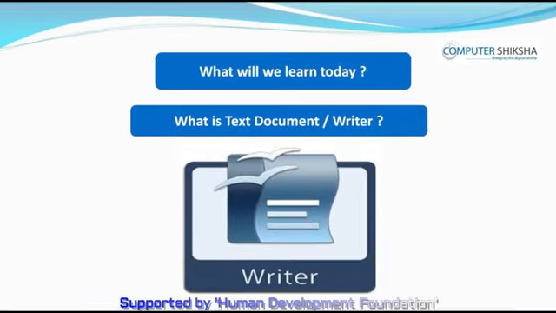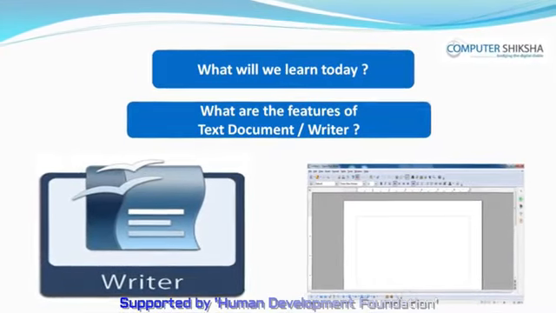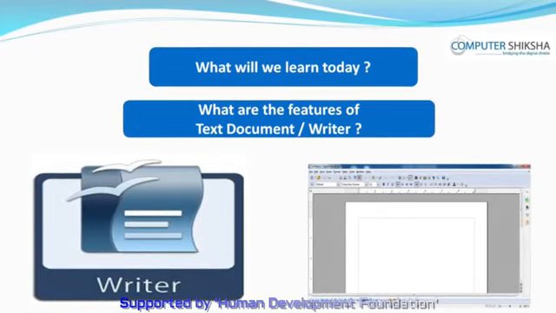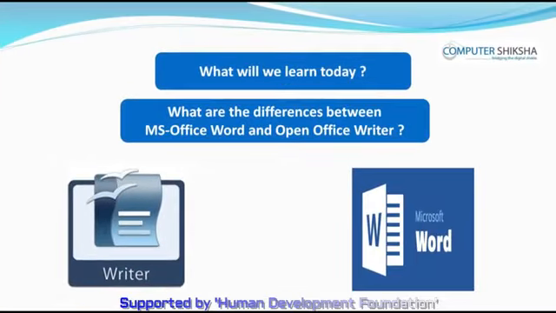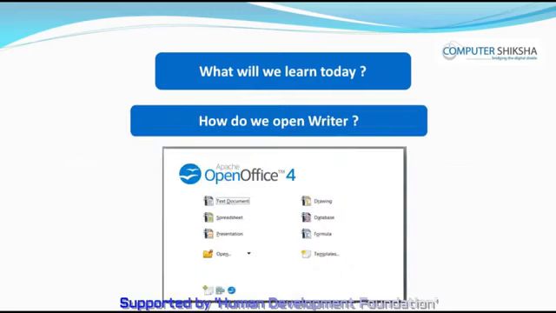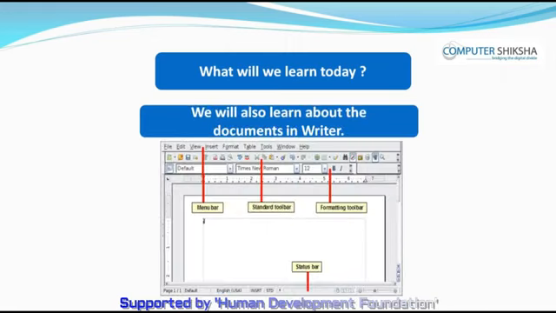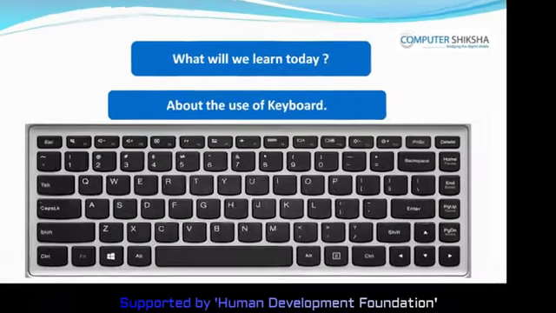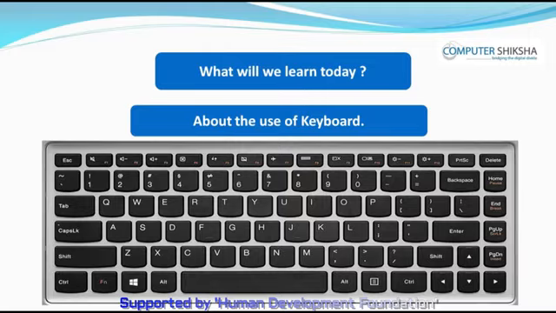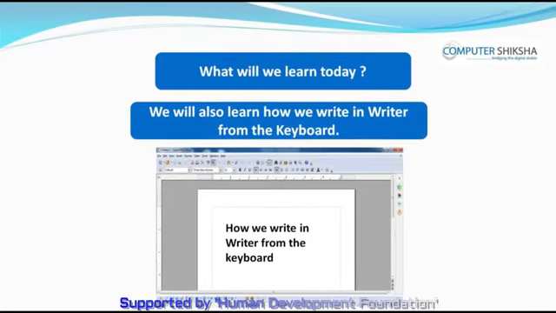What we will learn in today's class is: What is text document or Writer? What are the features of text document or Writer? What are the differences between MS Office Word and OpenOffice Writer? How do we open Writer? We will also learn about the documents in Writer and about the use of keyboard. We will also learn how we write in Writer from the keyboard.